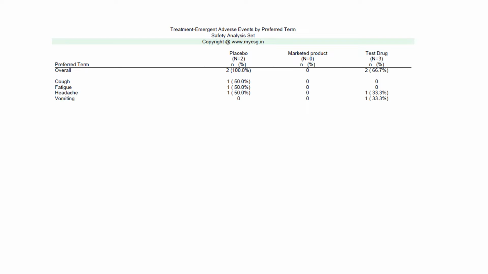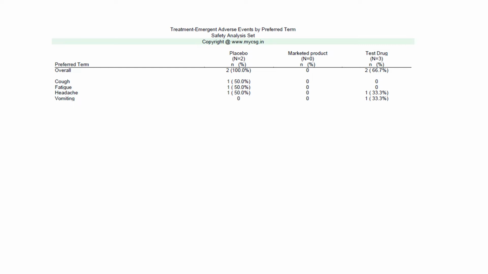To ascertain the safety of the subjects, reviewers of clinical trial data request a table summarizing the events experienced by the subjects across different treatment groups. In this table, a row is presented for each preferred term and treatments are presented as columns. The table generally contains two sections. In the first section, the overall number of subjects experiencing at least one event of interest is presented. And in the second section, the individual preferred terms are summarized.